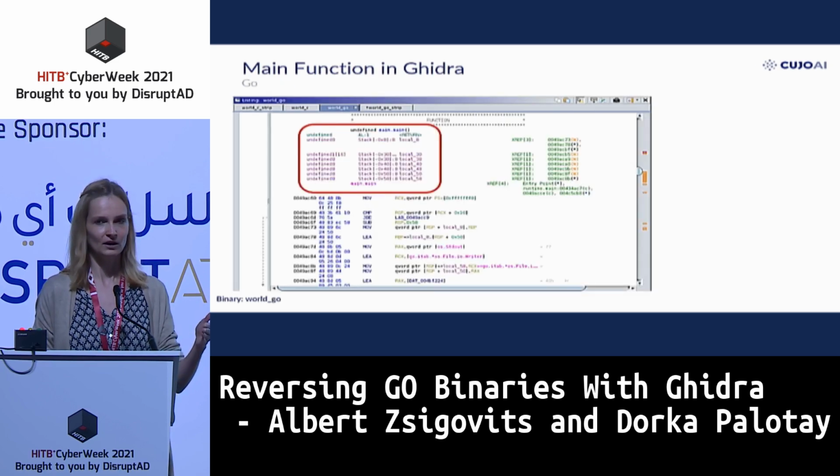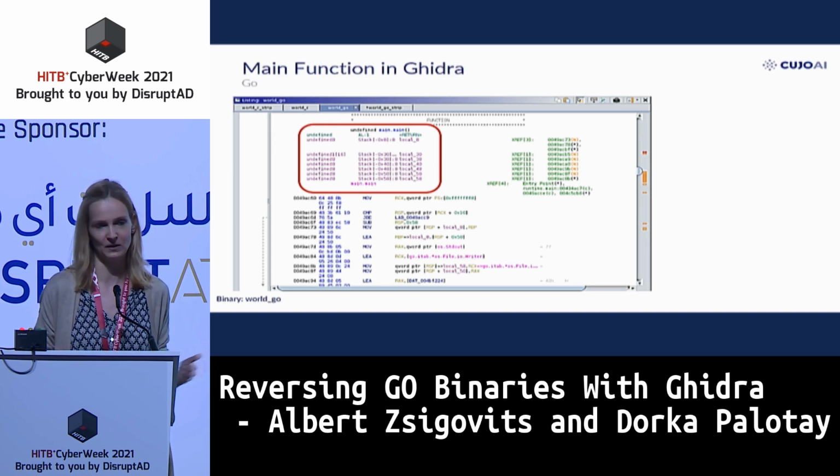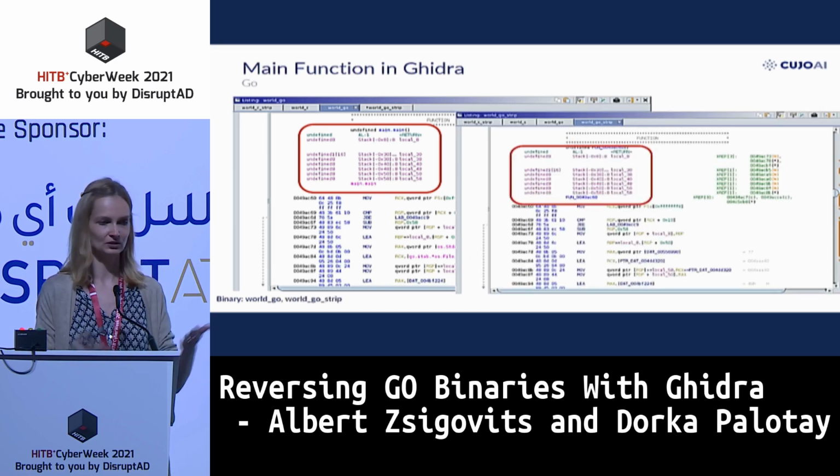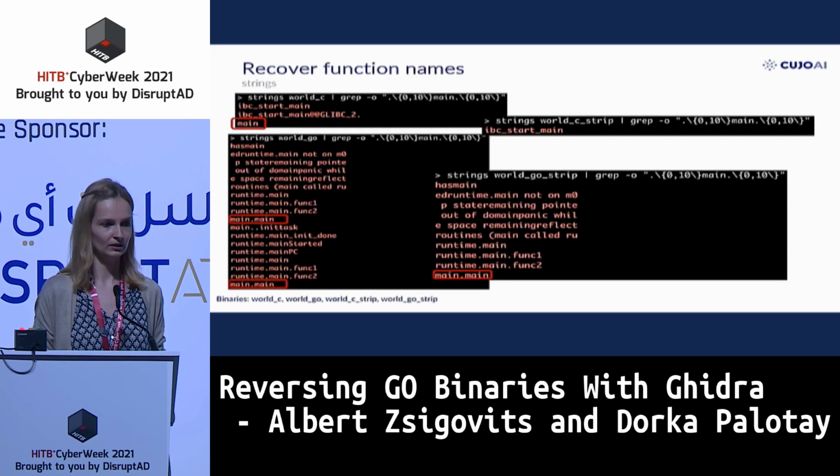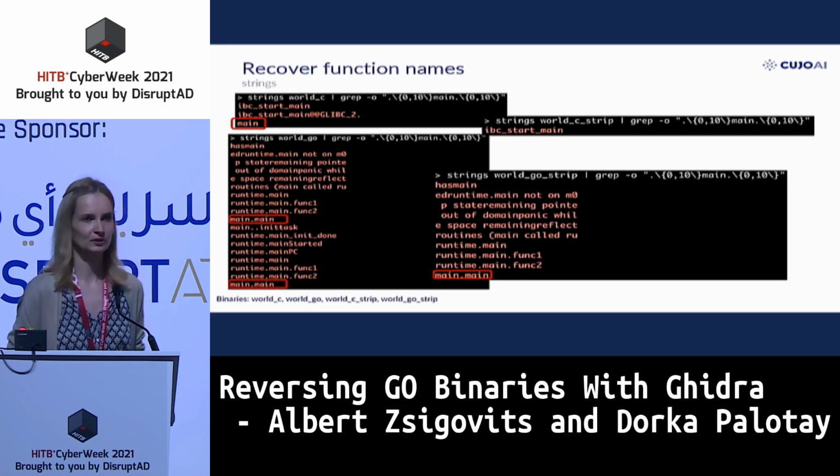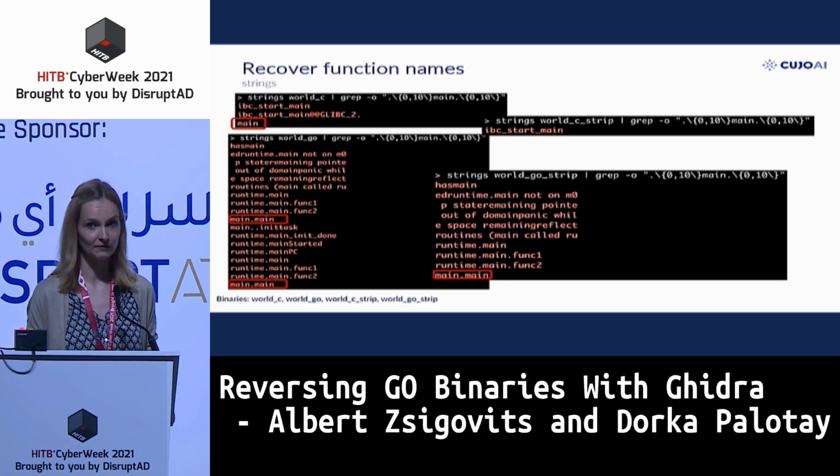But in the case of Go, already the main function, which is supposed to only print hello world, is much more complicated than in C, where it's just one line. And when it's stripped, we don't even have the function name, and don't have more information here. So what we were trying to do here is figure out how we could recover the function names.